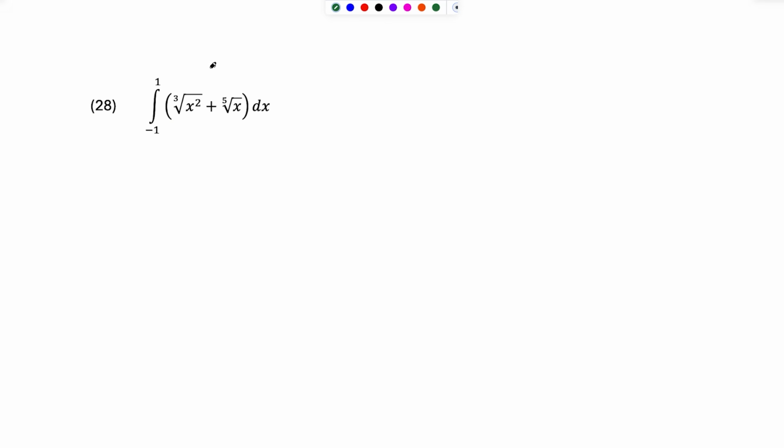Question 28, we're going to evaluate this definite integral using the fundamental theorem of calculus. So first, we're going to do algebra. We're going to rewrite the stuff on the inside in rational exponent form. So we're going to have x to the power 2 over 3, and then next we have plus x to the invisible power 1 over 5. And then we tack on dx.